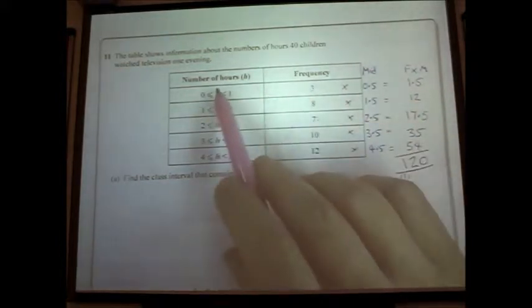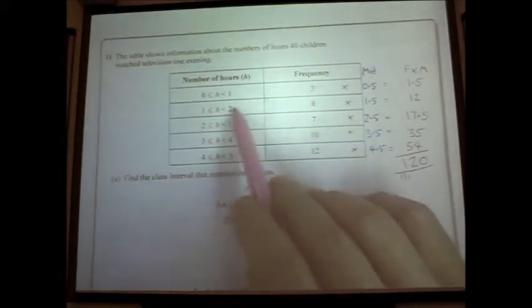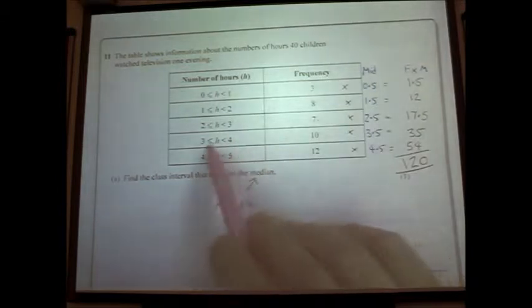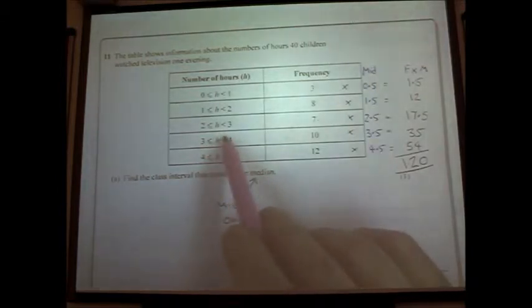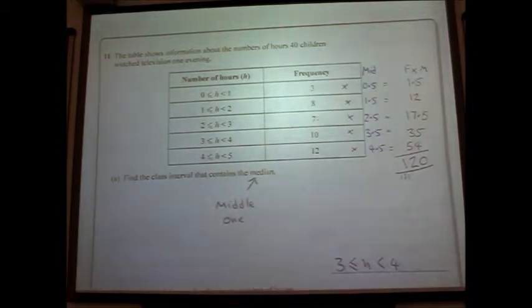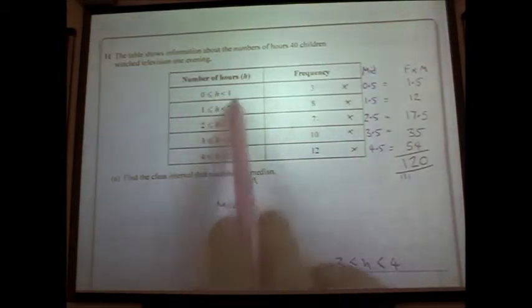Basically, if you wrote out that 3 times, that 8 times, that 7 times, that 10 times, that 12 times, the middle one would be in that one, 3 to 4. The next one is work out an estimate for the mean number of hours. It says work out an estimate. You can't work it out exactly because you're not told the exact times here.